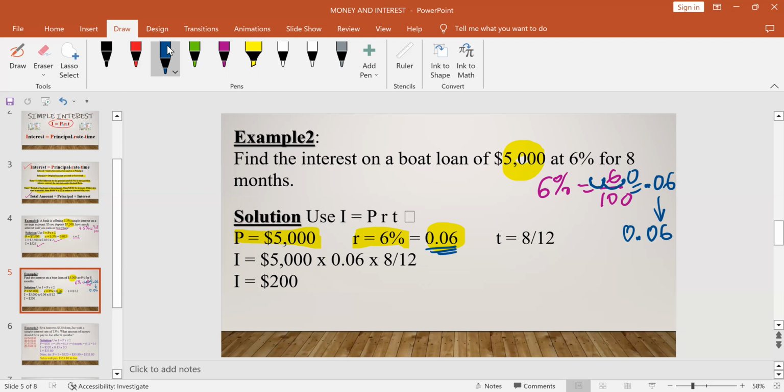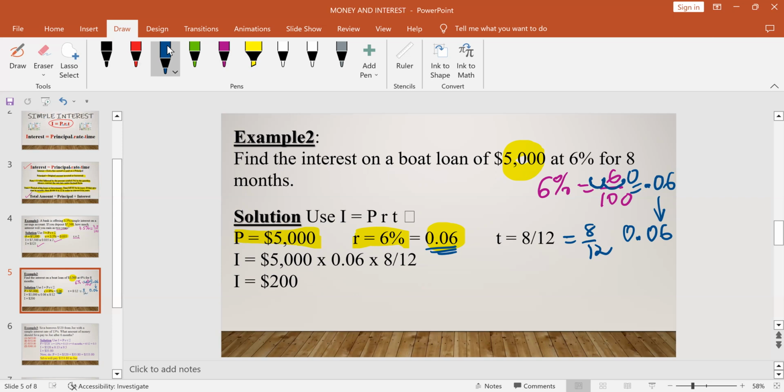And the T, they say 8 months. Again, remember we said that when they give you T in months, you have to divide it by 12. Why do we divide by 12? Because in 1 year, we have 12 months. So you do 8 divided by 12.